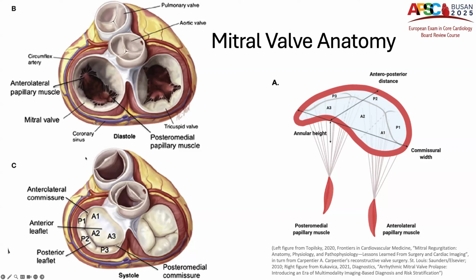Remember that the aortic valve is anterior to the mitral valve, and they are joined by the aortomitral curtain. The coronary sinus runs along the posterior aspect of the mitral valve. Over here, you can see in purple, and it goes from P3 to P2 to P1.